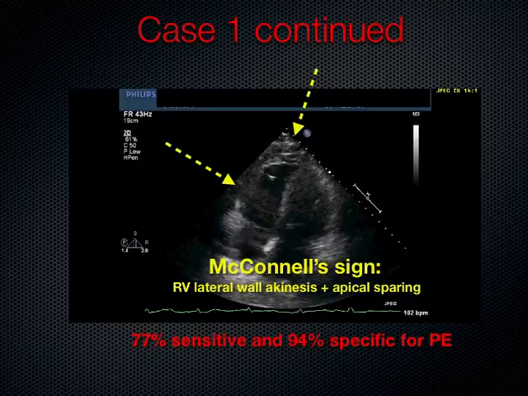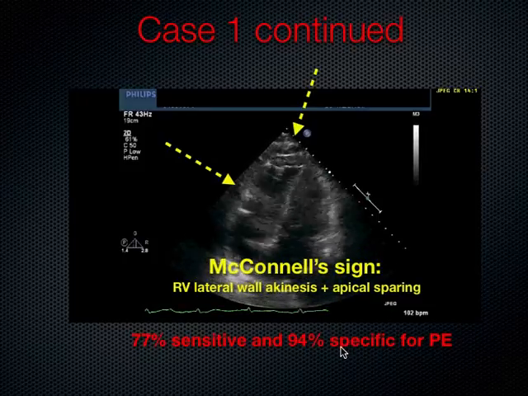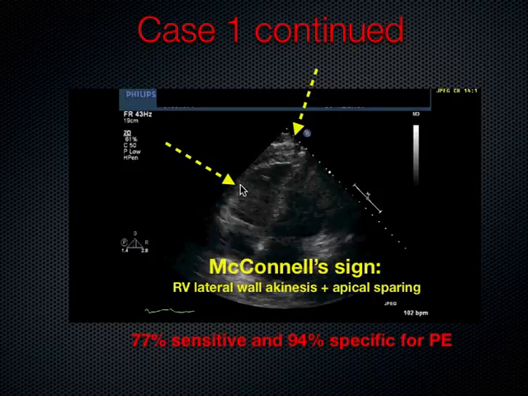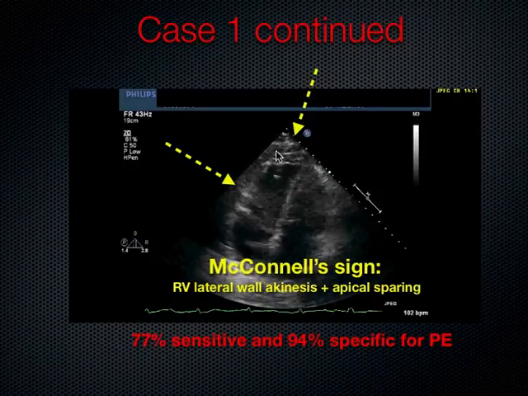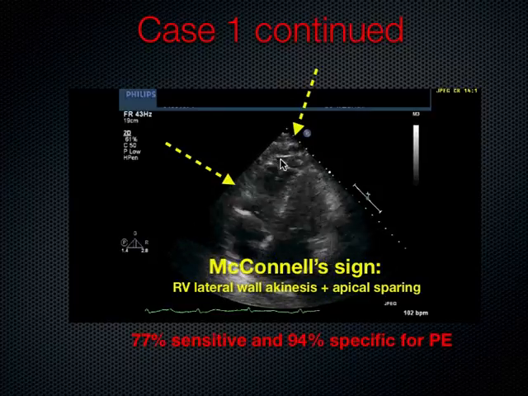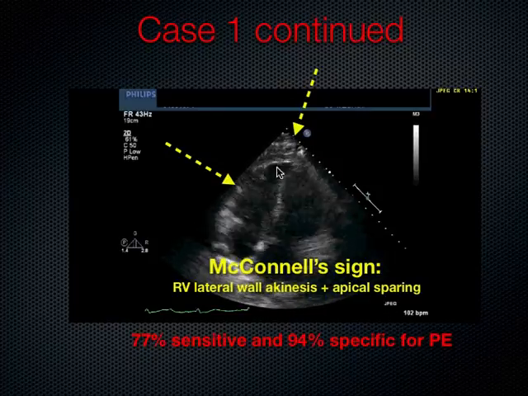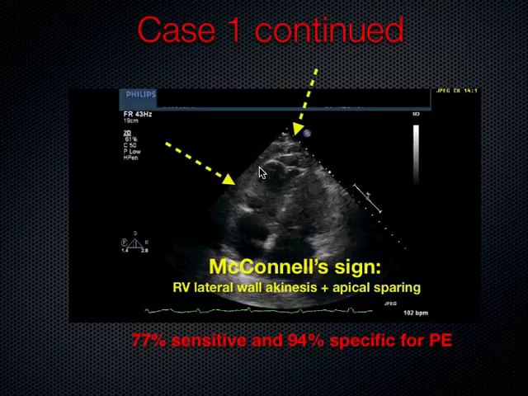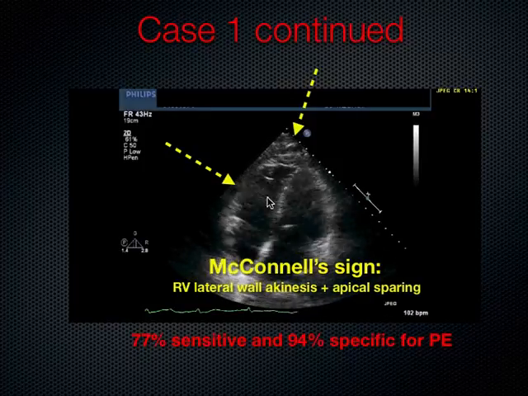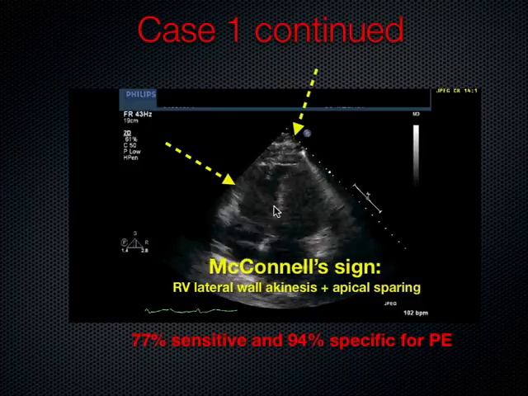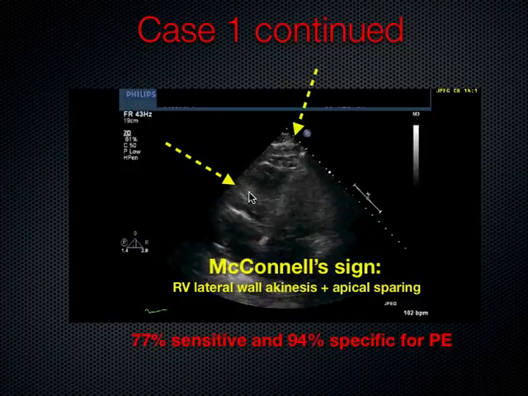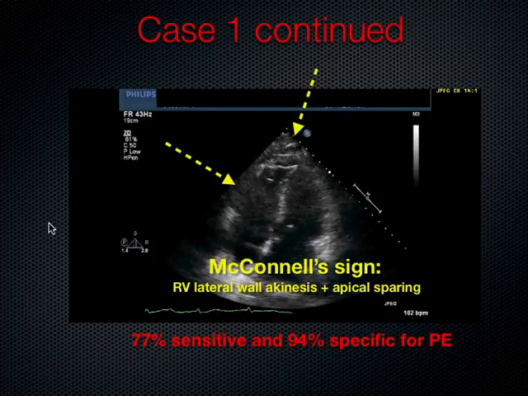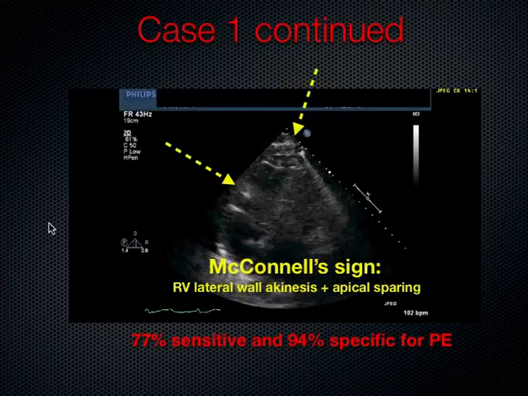There's another thing going on here, which is McConnell's sign. McConnell's sign is when you have RV lateral wall akinesis with apical sparing. So if you look over here, the apex of the RV, you can see how it's squeezing like that. It's not akinetic, but it's actually quite kinetic. But then if you look laterally here, the RV is not making any real kinesis, no squeeze here. It's akinetic.